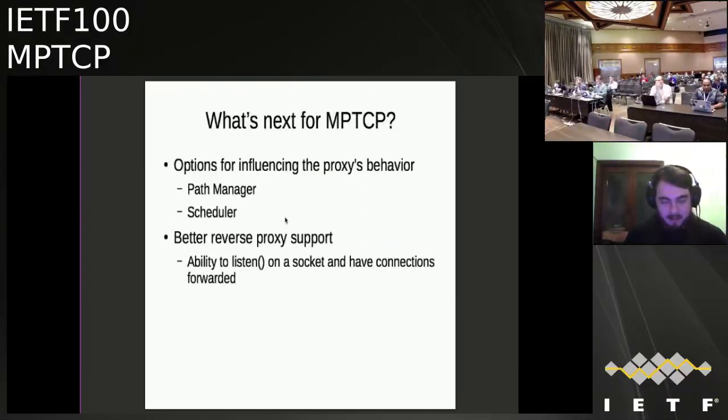We're going to focus more on MPTCP for our next draft. We're thinking about including options via which the client can request that the proxy use a certain path manager or a packet scheduler for MPTCP. And we're also thinking about adding better reverse proxy support. SOCKS 5 only lets you accept one connection from the outside, and then if you want to accept another incoming connection from a remote location, you have to make another request. So we're thinking about adding functionality via which the client can listen on a socket and then tell the proxy to forward incoming connections to that socket. Next slide, please.